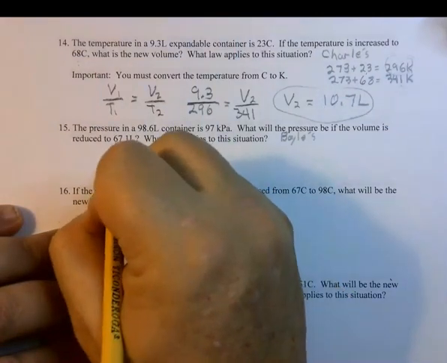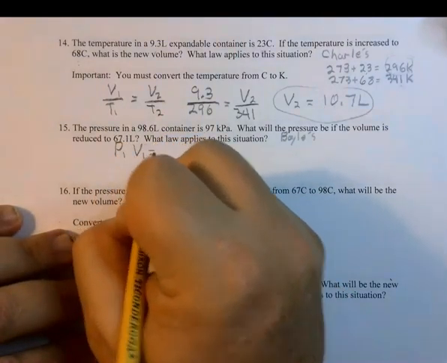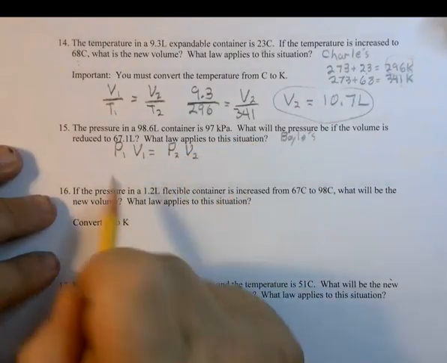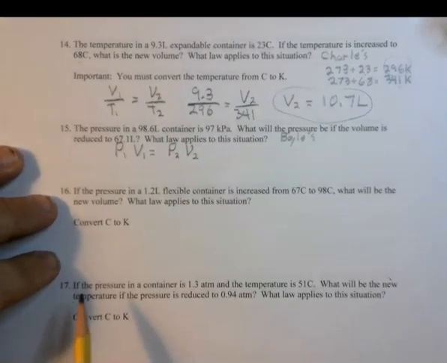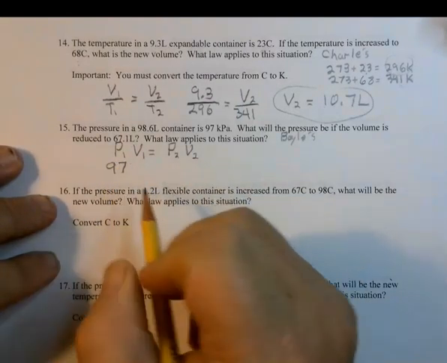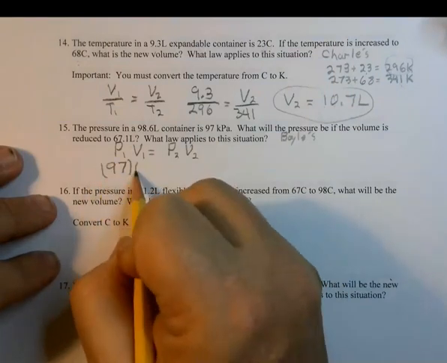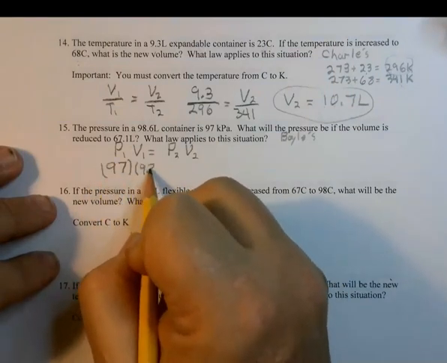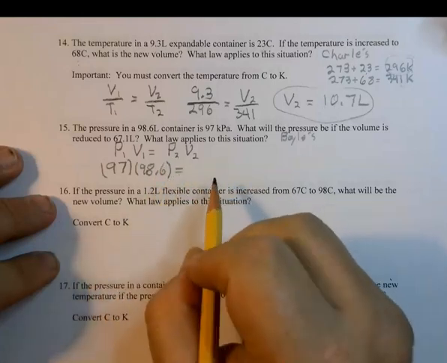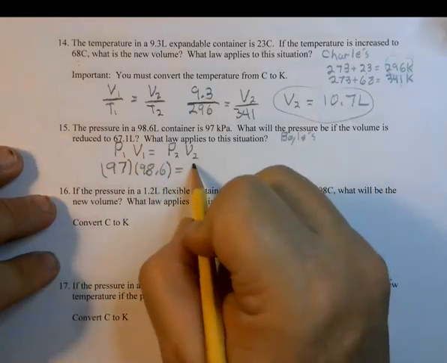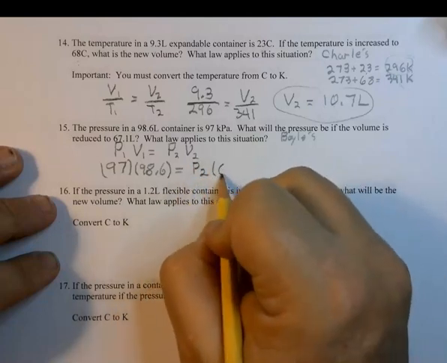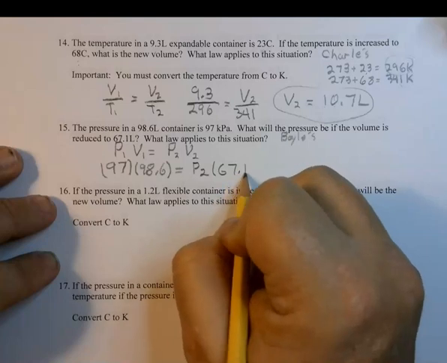And let's go ahead and write it. P1 V1 equals P2 V2, and plug in your numbers. When you write the formula, you just put the numbers right down below. So this is going to be 97 kilopascals times 98.6 liters. And then we're trying to find the new pressure, P2. And the new volume, the second volume, is 67.1.